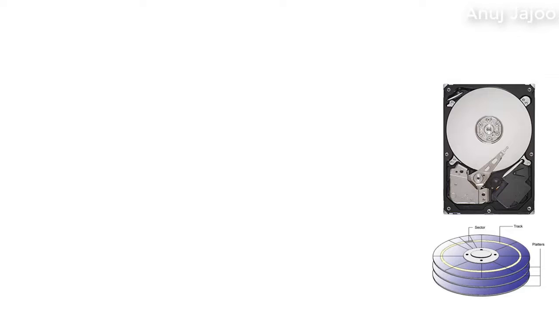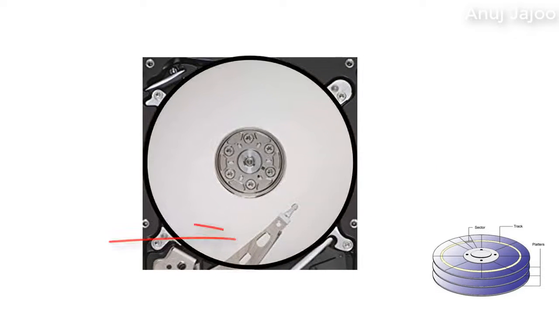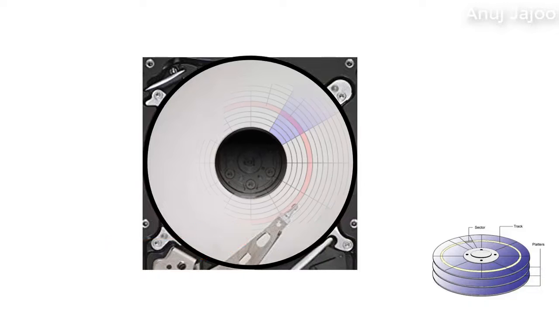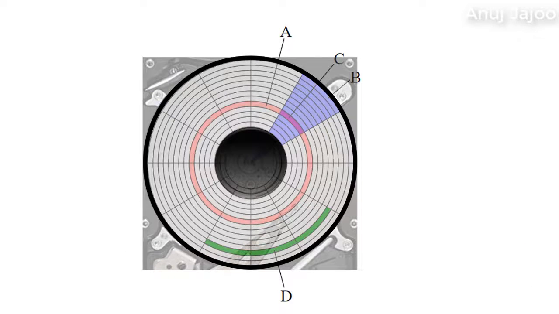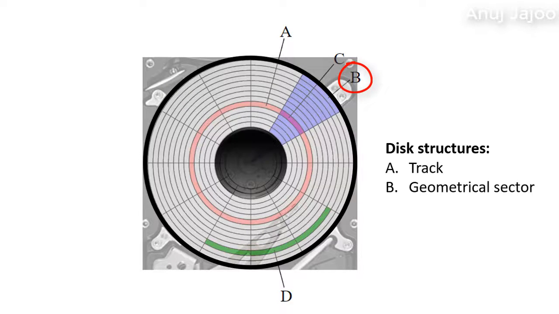Now let us discuss the secondary memory. The hard disk drive has multiple rotating magnetic disks and a read-write head for them. The disks are further divided into tracks. Here it highlights a track. The tracks are further divided into pie-shaped structures, geometric sectors. An intersection of a geometric sector and a track is a track sector.